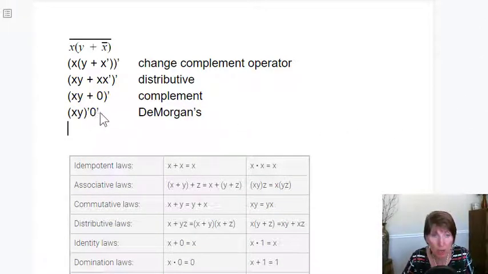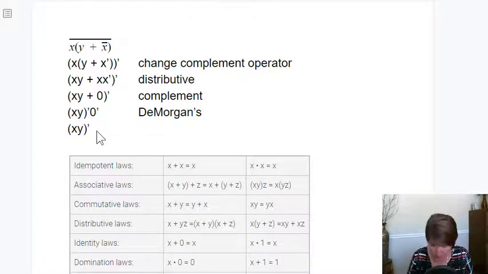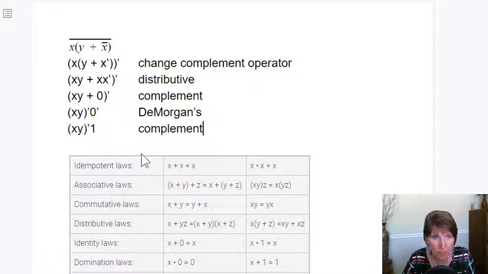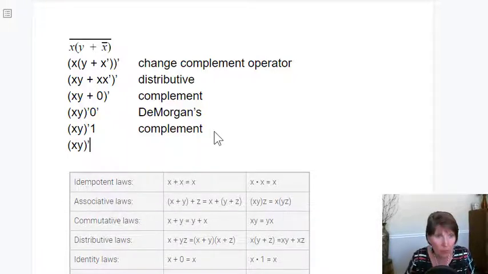Okay, now we can do the complement of 0, which is 1. And that's just the complement law. And notice we use two very different complement laws, but they're both in the same category, both listed as complement laws. And now we have a term times 1, and this is the identity law. When we multiply anything times 1, it remains that thing. So we end up with x, y, the complement of x times y. And so that is just simply the identity law.